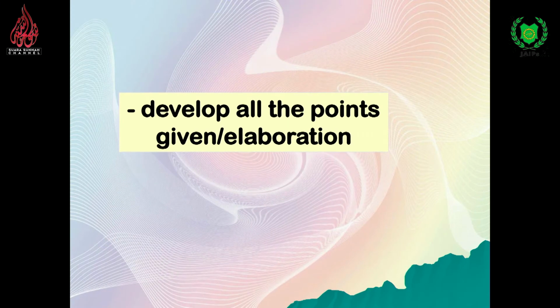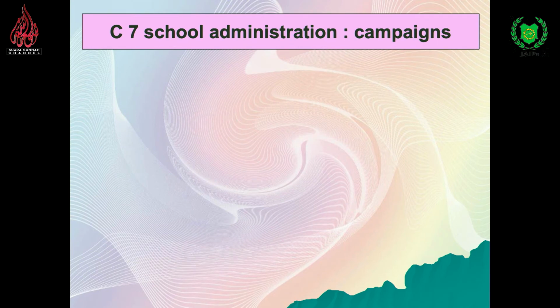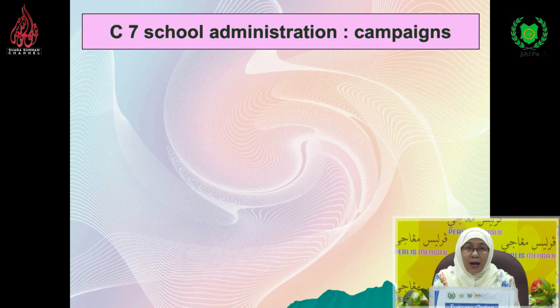Now the last point in the question paper is to develop all the points given, meaning you have to elaborate. Now, how do you elaborate? For example, one way to generate ideas to elaborate on points is to ask yourself the WH questions. For example, what, why, when, who, where, which. This will generate ideas on the points or on the sentences that you are going to develop. How you are going to develop the points.